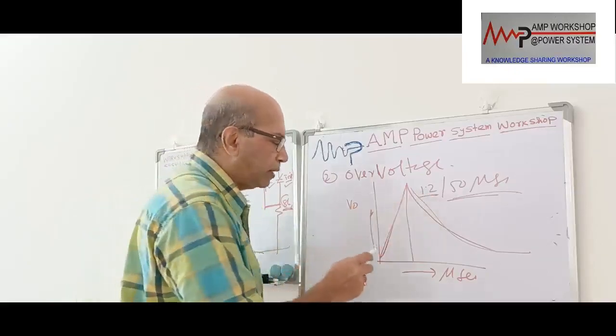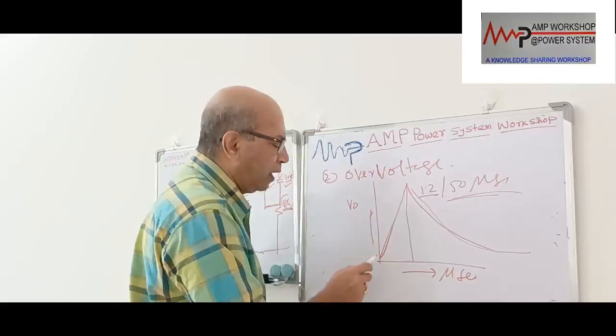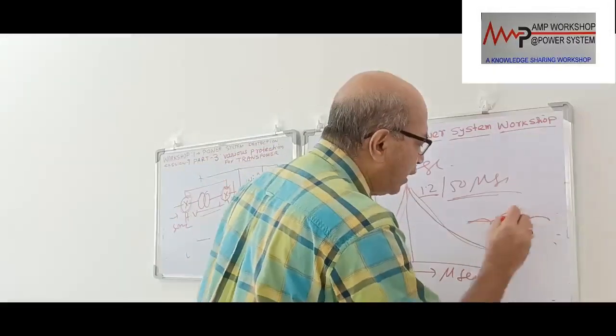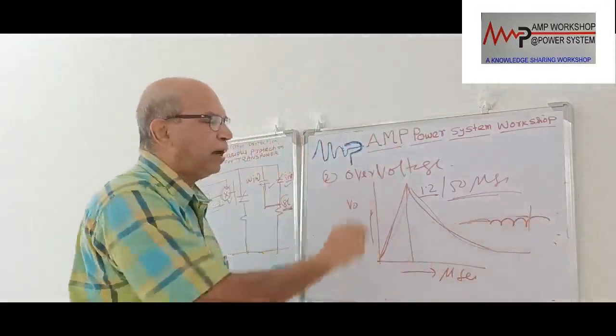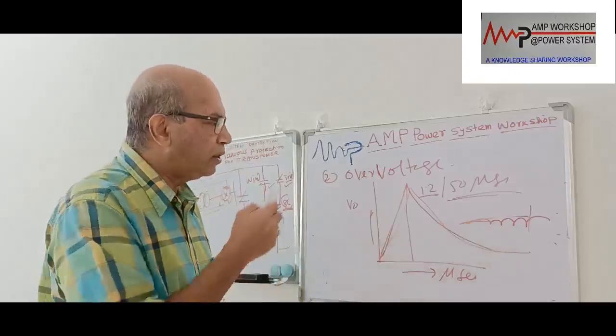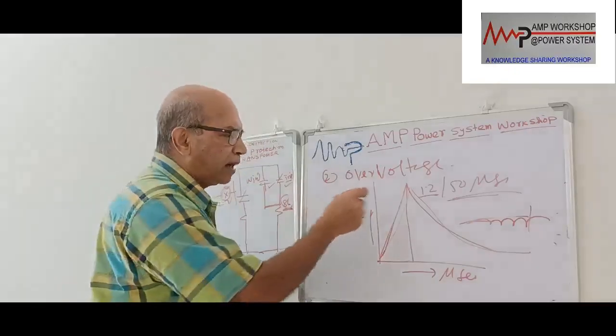So what is happening? Suddenly, within 1.2 microseconds, this voltage is injected on the winding, so the initial part of the winding will be subjected to this high voltage, and immediately that portion of the winding may fail. So this is how a lightning or switching impulse comes in.